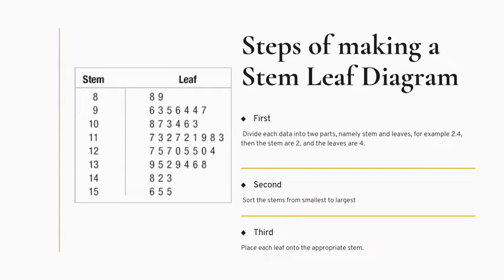Next, we will learn about the steps of making a stem and leaf diagram. First, divide each data into two parts, namely stem and leaves. For example, 2.4. Then the stem is 2 and the leaf is 4. The second step is sort the stems from the smallest to the largest. The third step is place each leaf onto the appropriate stem.